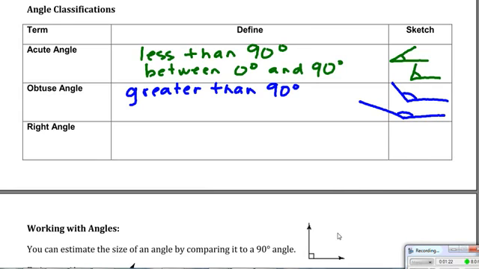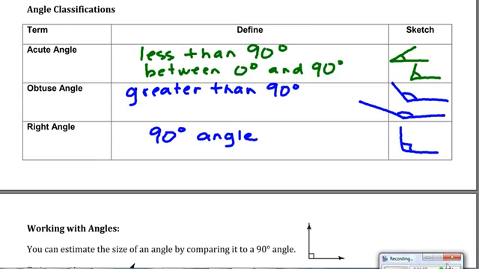And then lastly, a right angle. Well, this is just a 90-degree angle. And we show a 90-degree angle with a square. So hopefully that was actually a review for you.